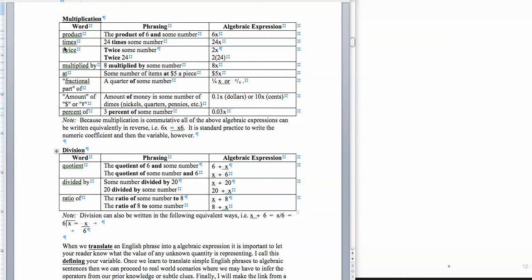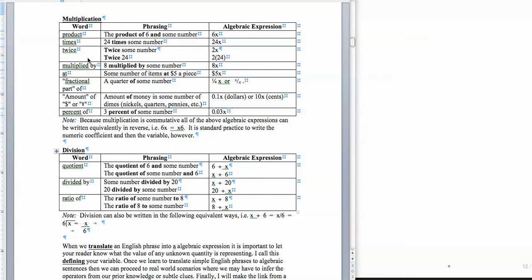Times, that word is another word for multiplication, we all know that, but we don't need the word and to go in there. Times, wherever it is written, that's where we put the operator of multiplication in. So 24 times some number, 24x.